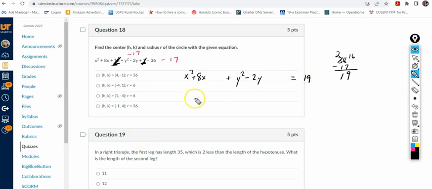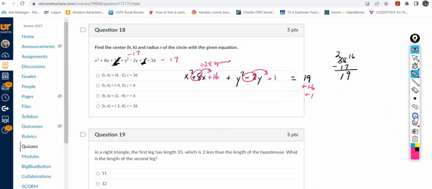Okay. Now I have to complete the square. So I'm going to take this, divide it by 2, and square. 8 divided by 2 is 4, and 4 squared is 16. Okay, it actually was already in the form that we needed. I'm going to take that, divide it by 2, and square it. And negative 1 squared is 1.